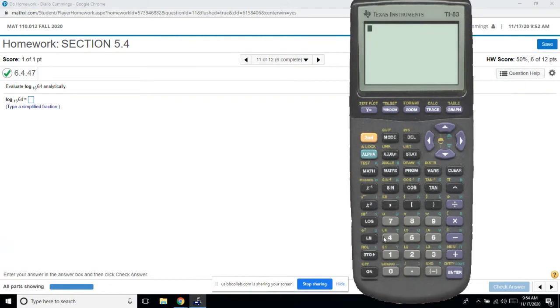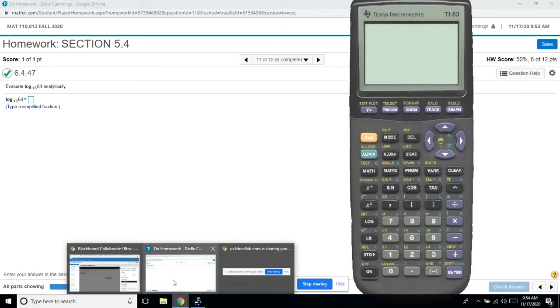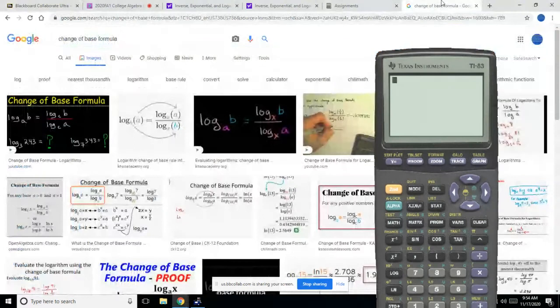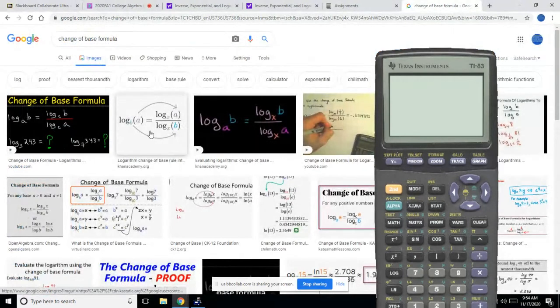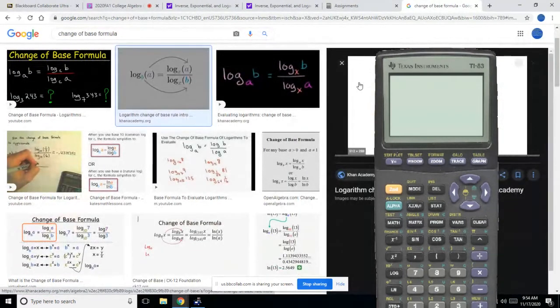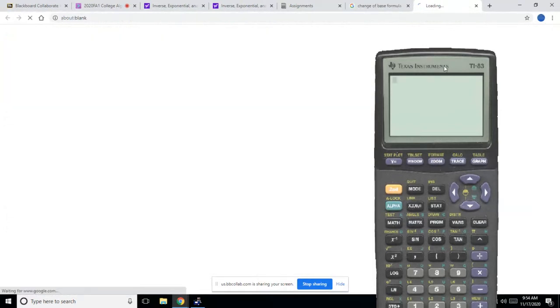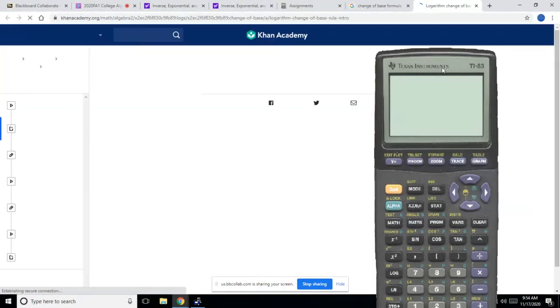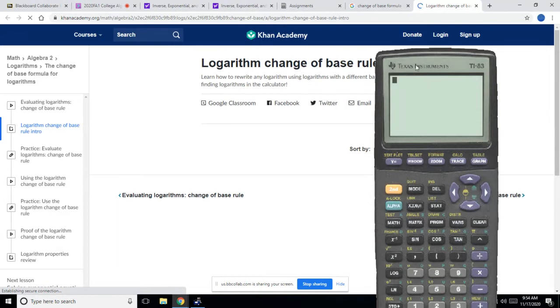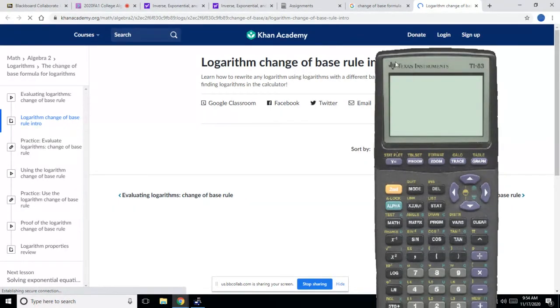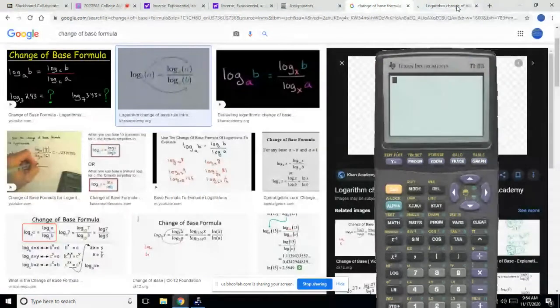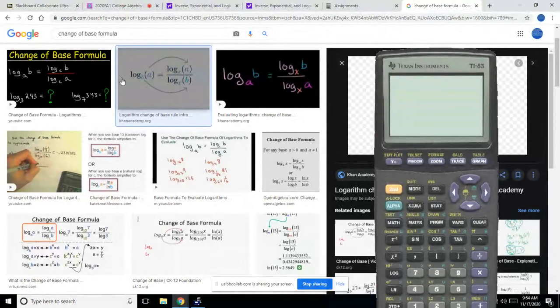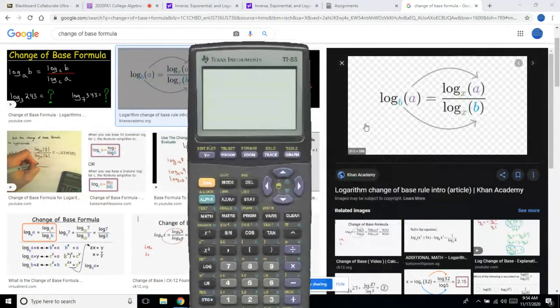Well, there's something called the change of base formula. And here is the change of base formula. I actually just wanted the formula, not a video. So we just kind of take this. I hope everybody can see this.